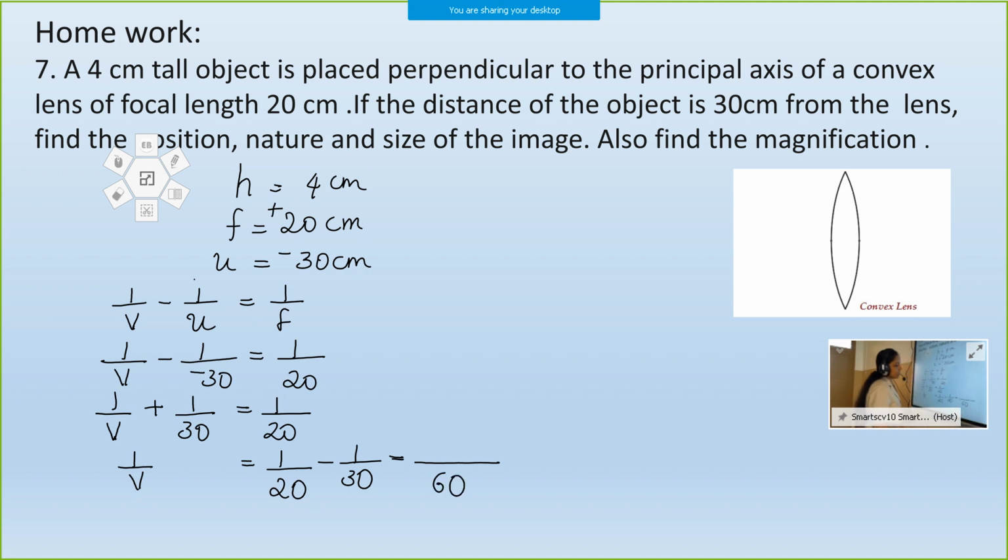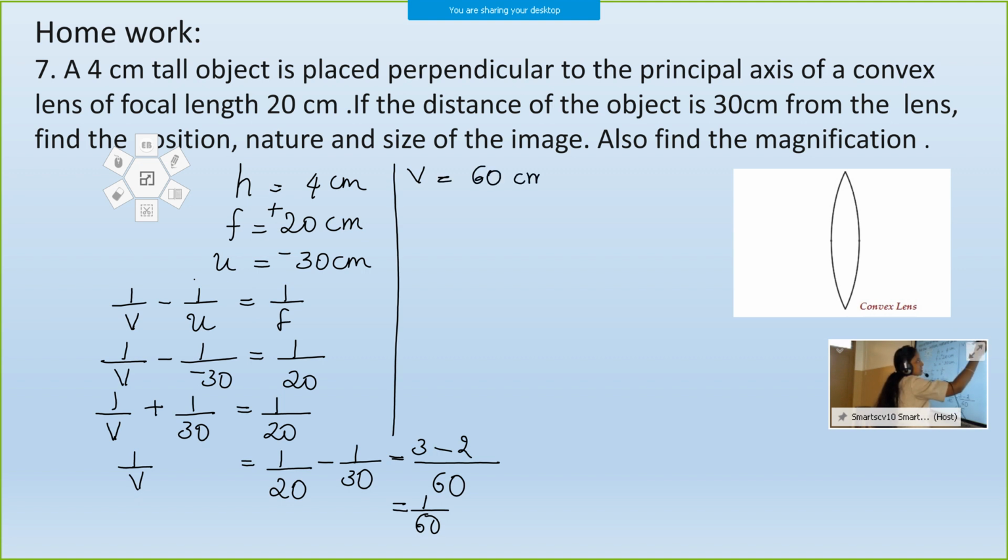In the numerator, what will you get? 1 by 20 into 60 is 3 and 1 by 30 into 60 is 2. So you will get 3 minus 2 by 60, that is 1 by 60. So what is v? 1 by v is 1 by 60. So v is equal to 60 centimeter and it is positive.